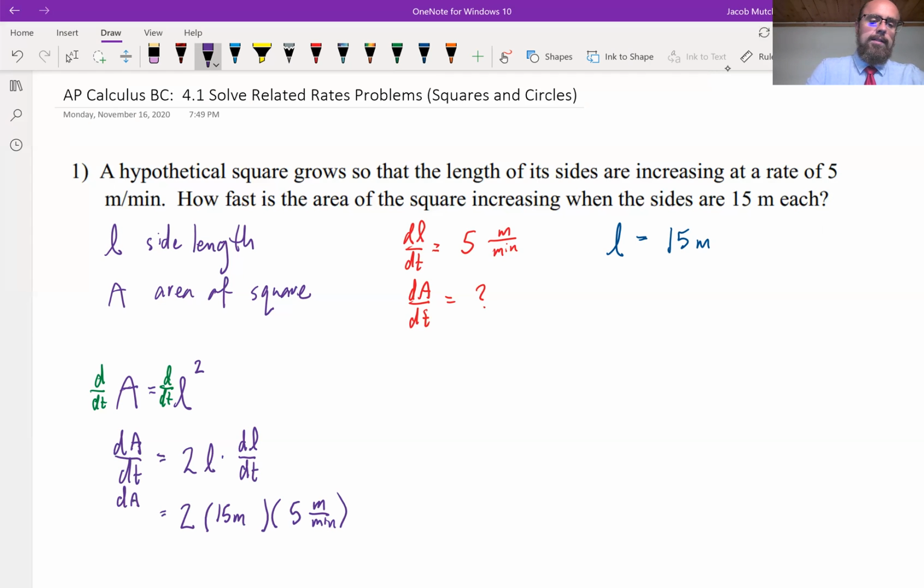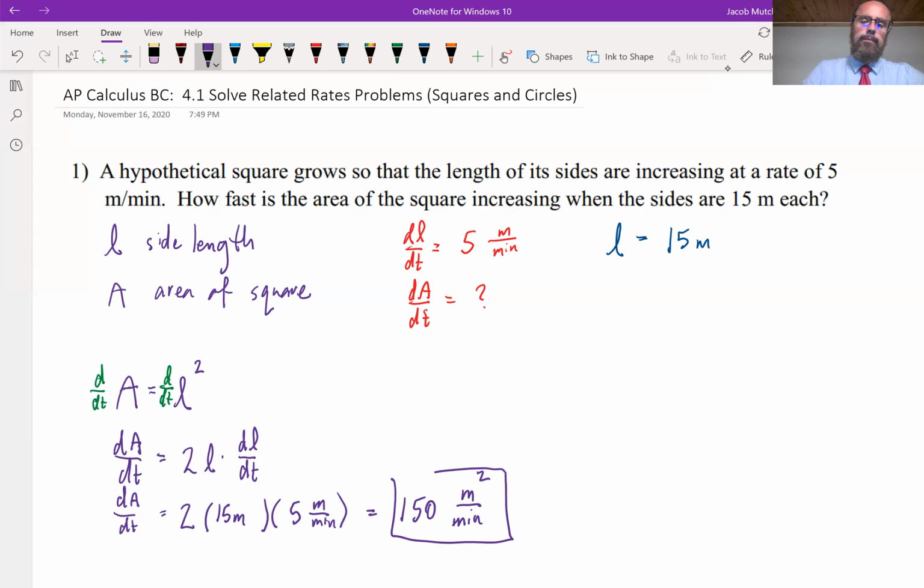And the way that this equation is set up, I have dA/dt, the rate of the area as time changes, equals this product, 2 times 15 times 5. And if we multiply that out, that's going to give us 150 square meters per minute.